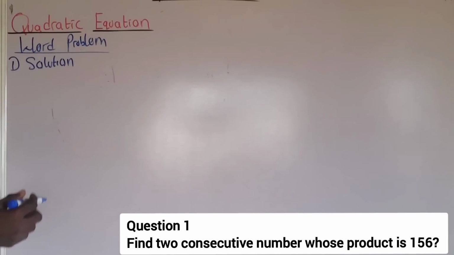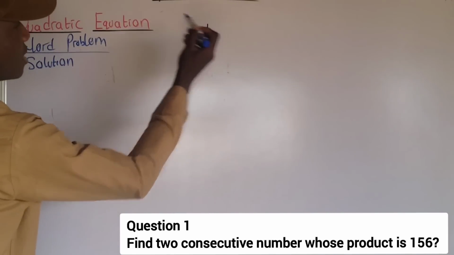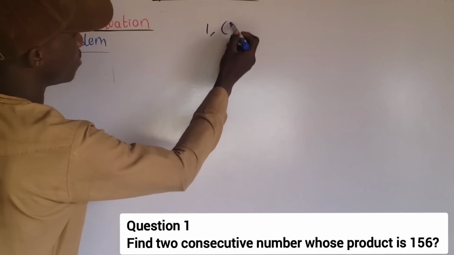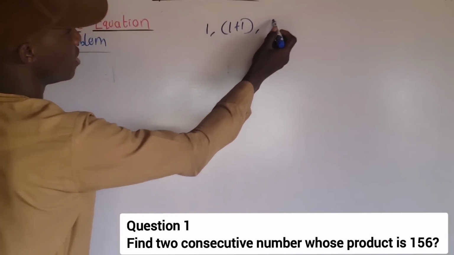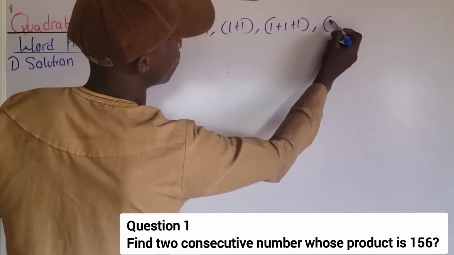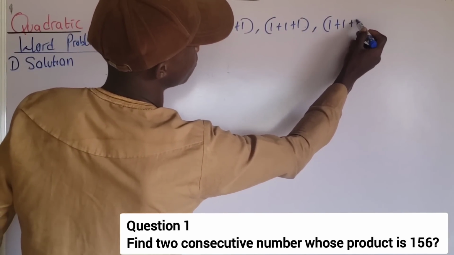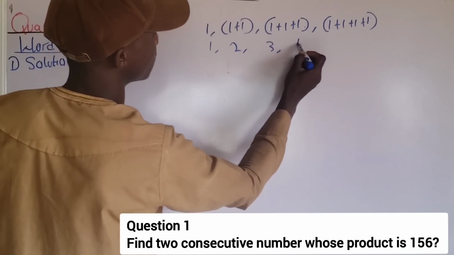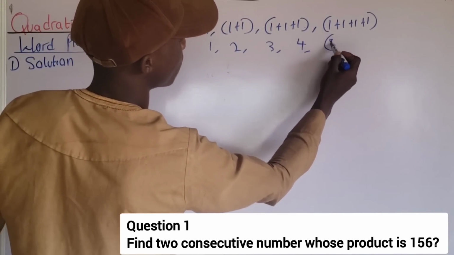For example, let's say that the first number is 1. The second number will be 2. The second number will be 1 plus 1, while the third will be 1 plus 1 plus 1, while the fourth will be 1 plus 1 plus 1 plus 1. That is 1, 2, 3, 4. The fifth will be 4 plus 1.